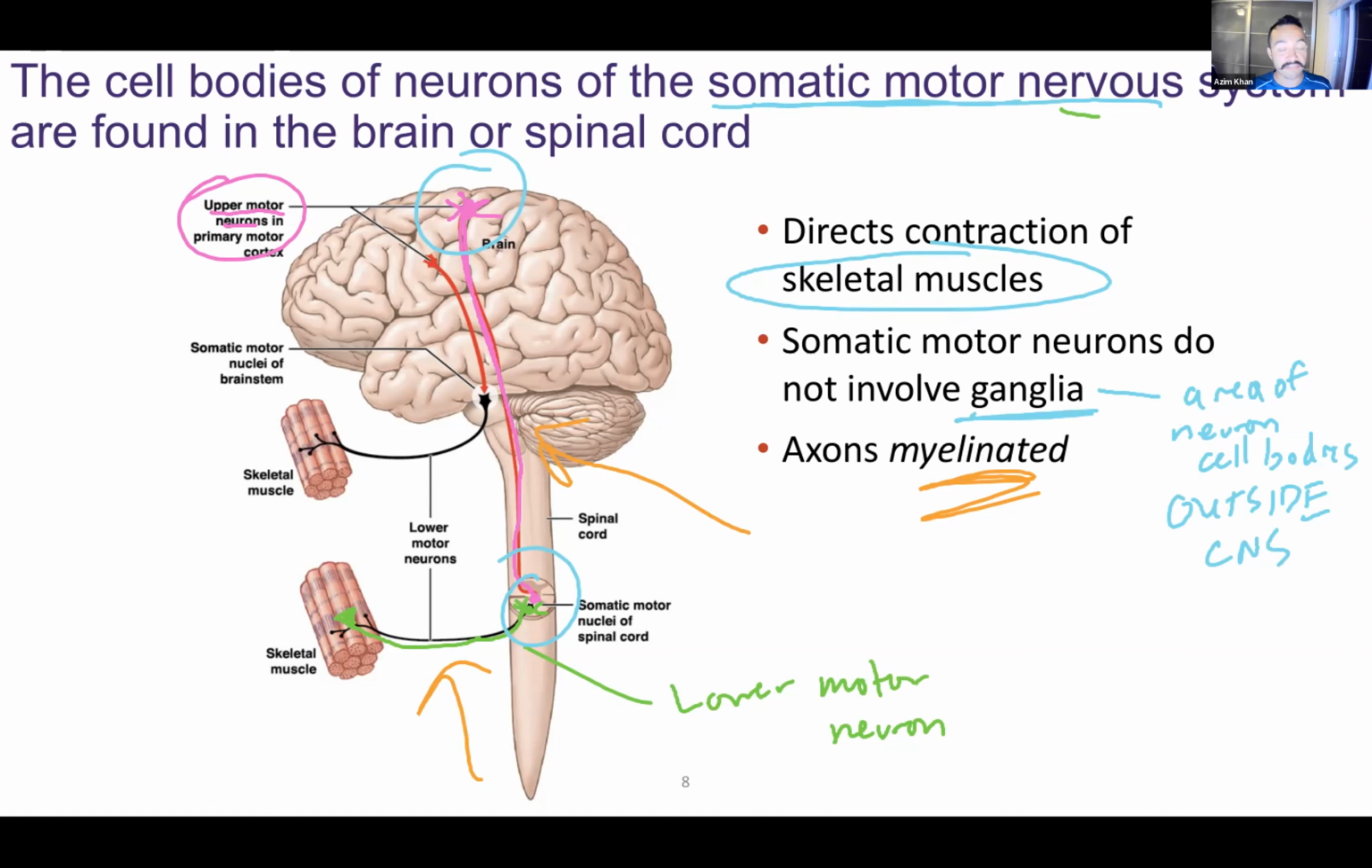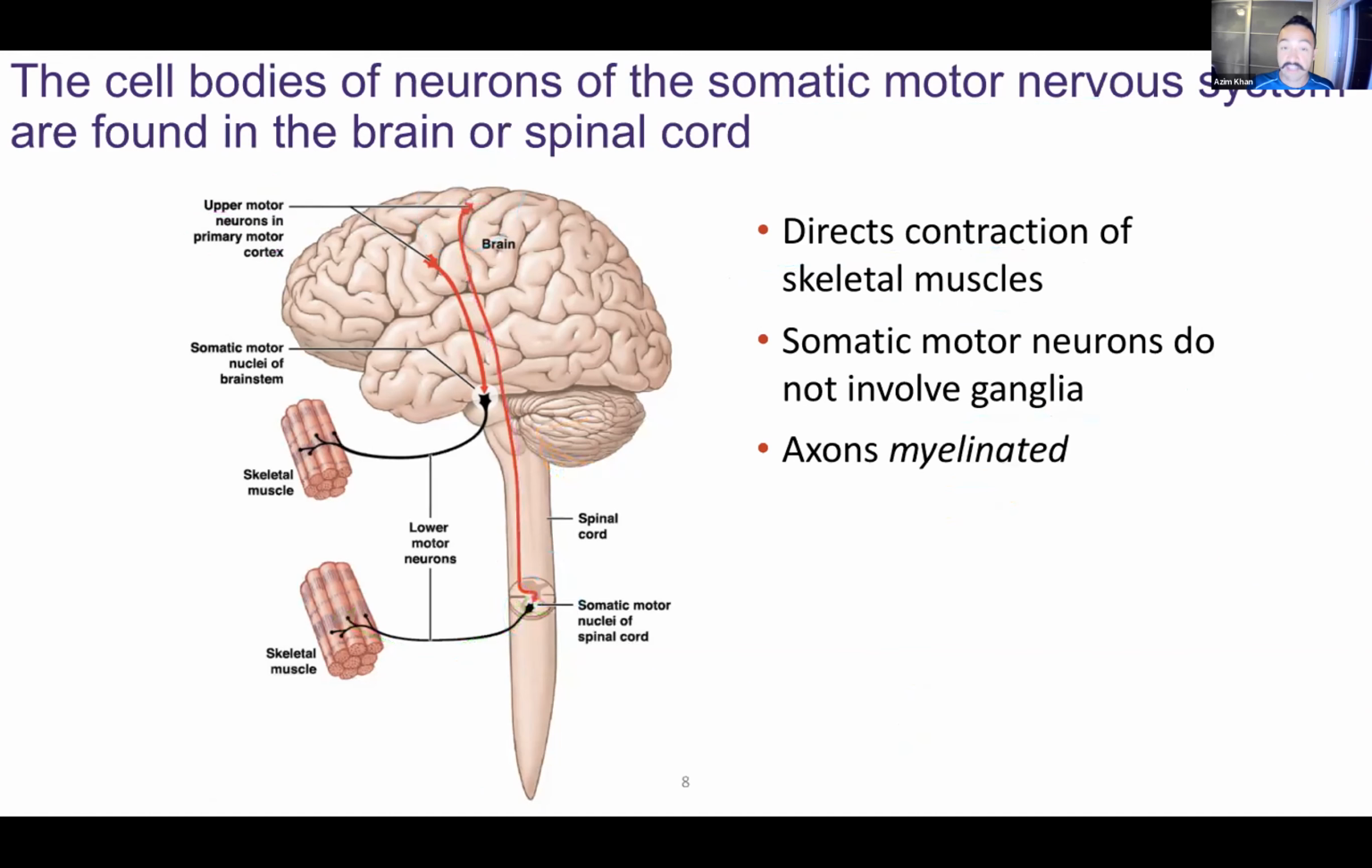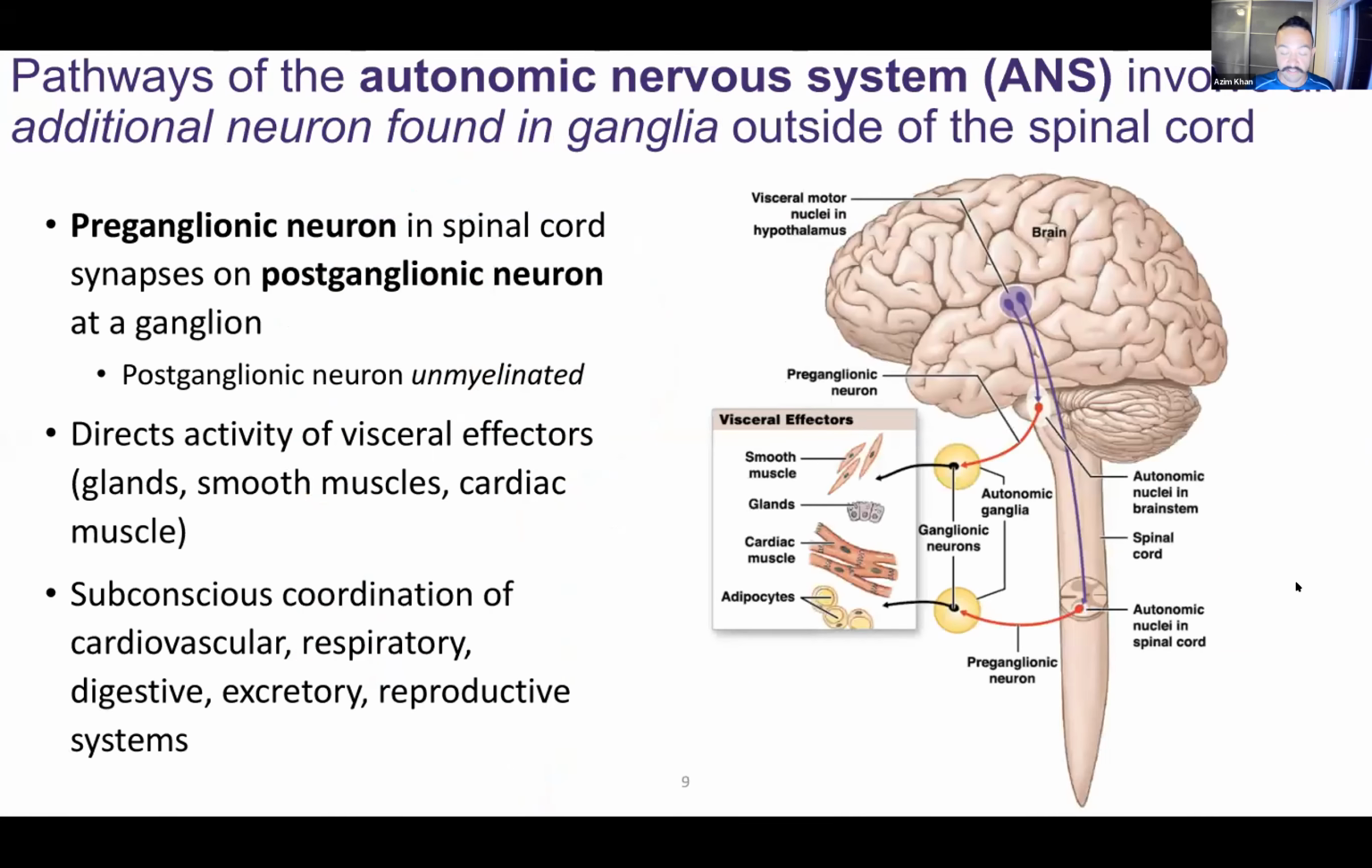Similar, but very different to the somatic motor nervous system is the autonomic nervous system. The autonomic nervous system does involve ganglia. And so we're going to have an additional neuron. We saw two neurons in that somatic motor pathway. There are three neurons, minimum three neurons in this autonomic pathway. So I just want to point out that we are keeping it simple in this class. If you take a neurobio class later on, you're going to learn all the intricate details of these neuronal pathways.